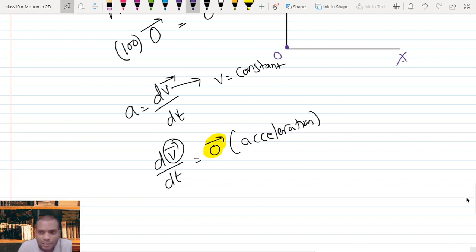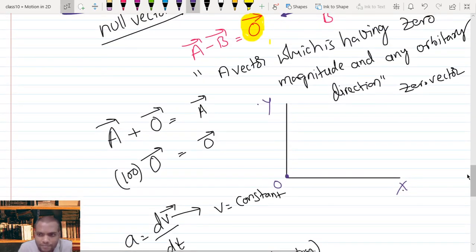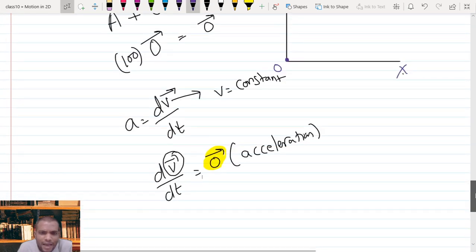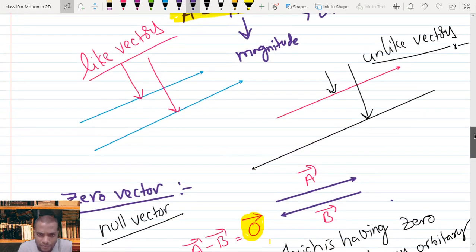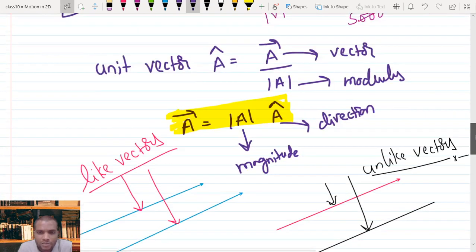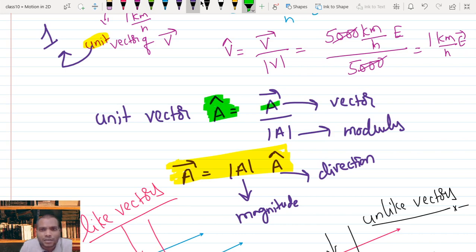So in some situations we need to depend upon the zero vector, especially in two situations: to represent a particle at the origin, and to represent the acceleration of an object moving with constant velocity. These are the different types of vectors we will encounter going forward. Here, very important, I encourage you to remember the unit vector. A unit vector is a vector whose magnitude is 1 in the direction of the given vector. We can represent the unit vector A cap equal to A bar upon modulus A.